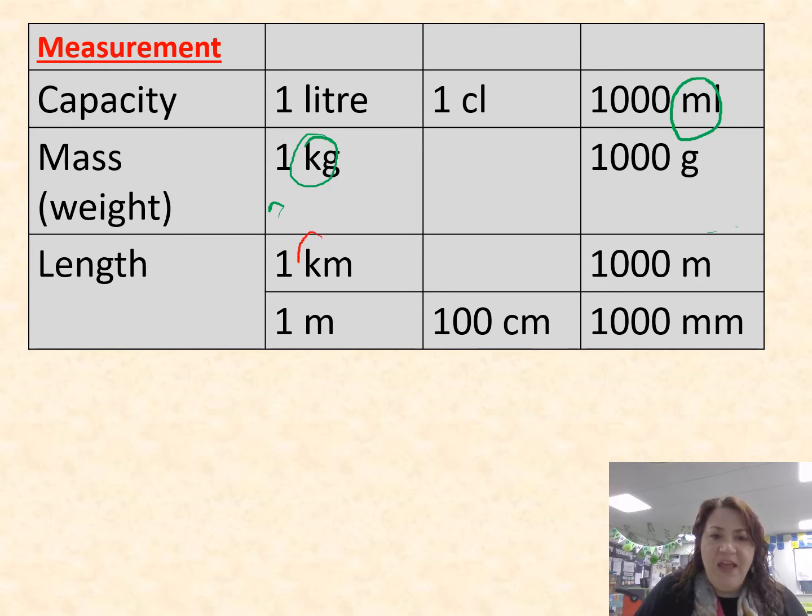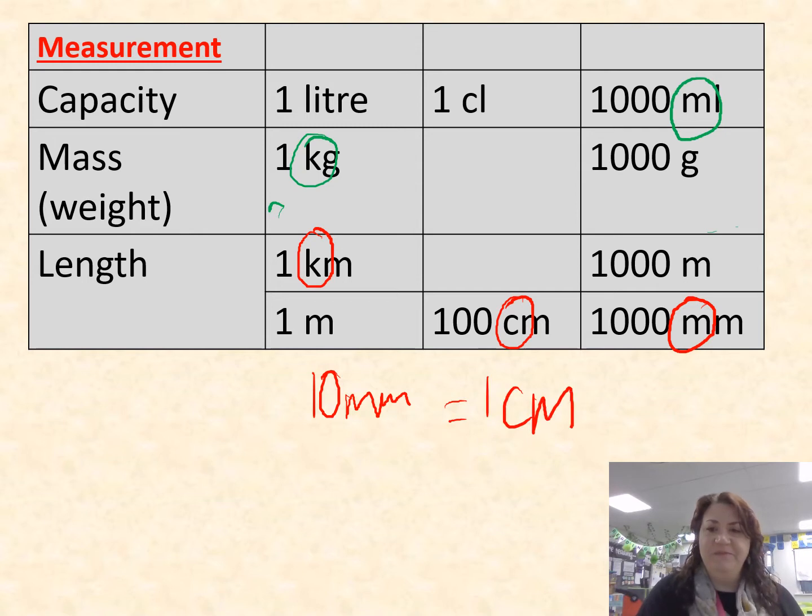And then the same with length, there's the kilo, so it's 1,000 metres. And centi, you have the cent in the centimetres to show there are 100 in a metre, but you also have the milli here to show there are 1,000 millimetres in a metre. And we also have 10 millimetres in 1 centimetre.